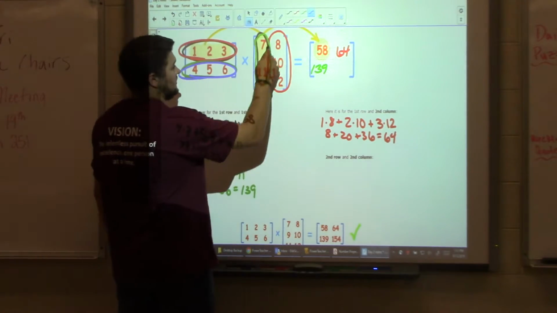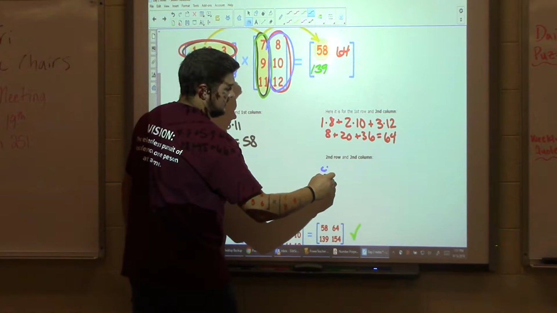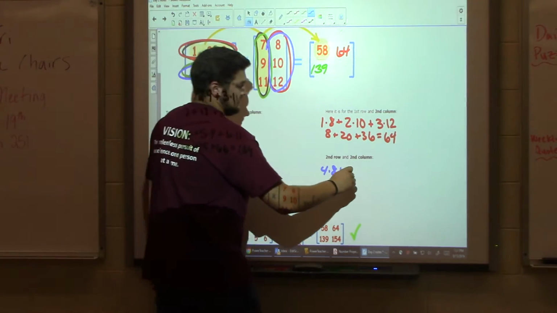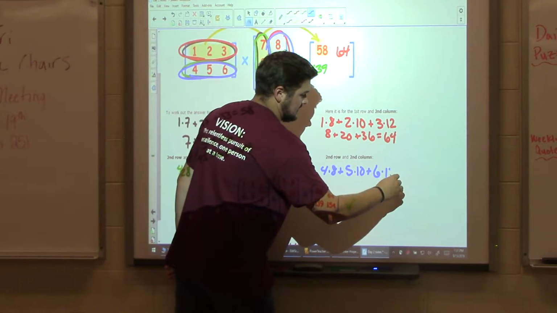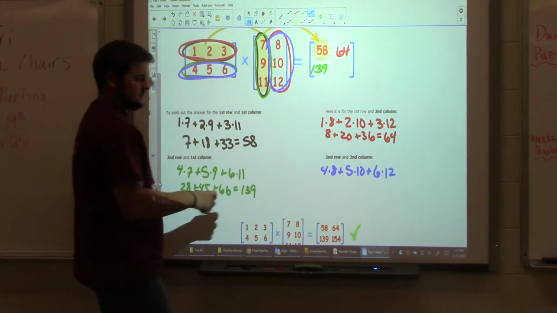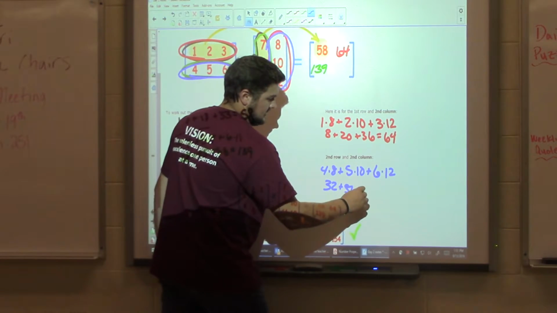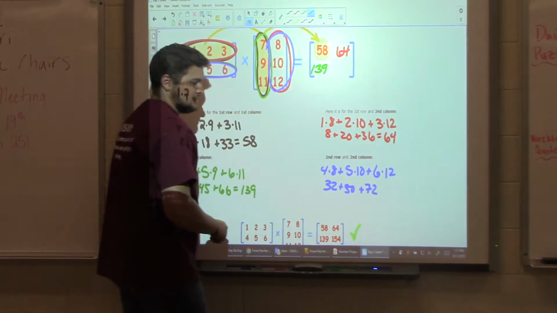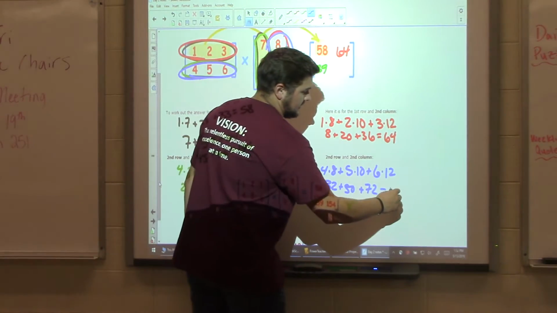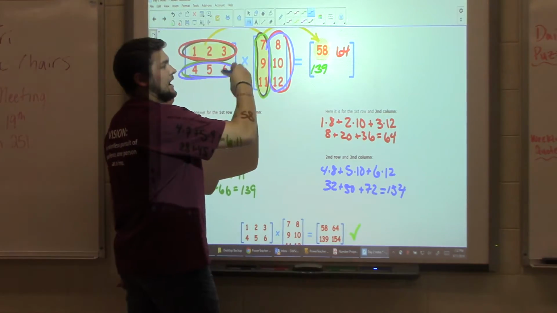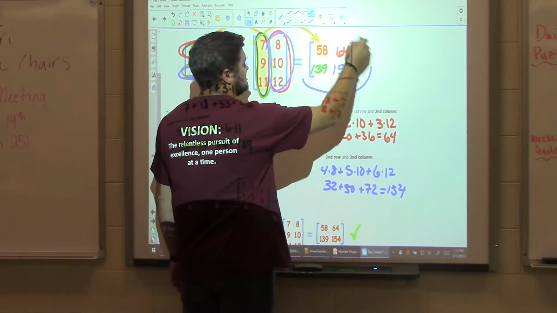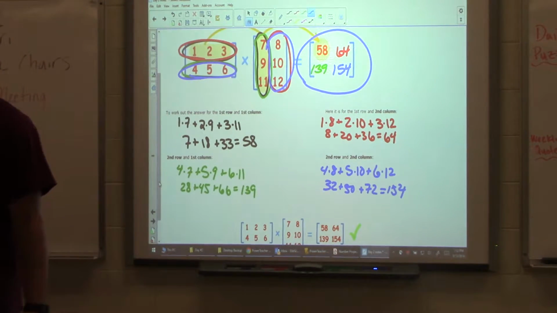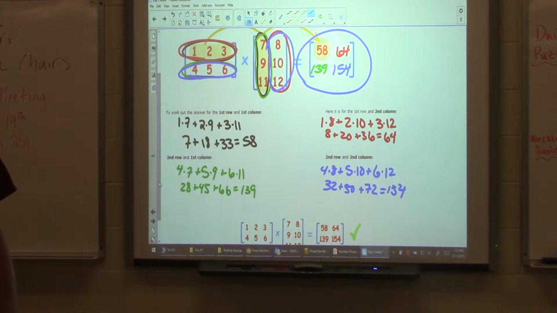Then the bottom row, right column. 4 times 8 plus 5 times 10 plus 6 times 12. So we get 32 plus 50 plus 72. Should get 154. And that's the bottom right spot. Okay? And that's our answer, right there, that matrix. Does that make sense? Yes, perfect. Do we have any questions on that? No? Alright, let's try one more together.